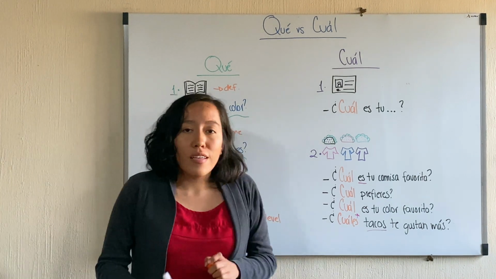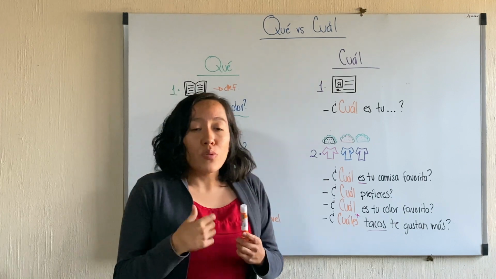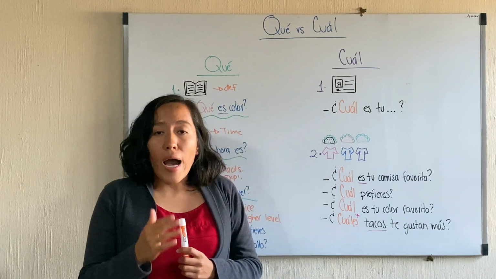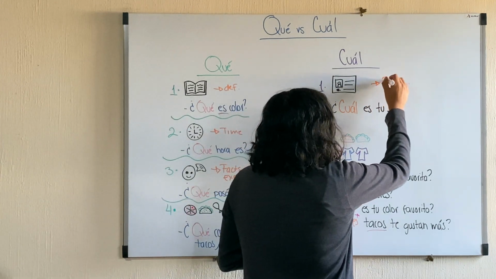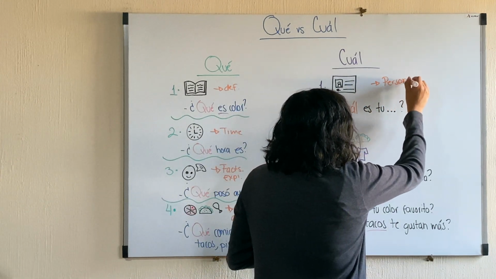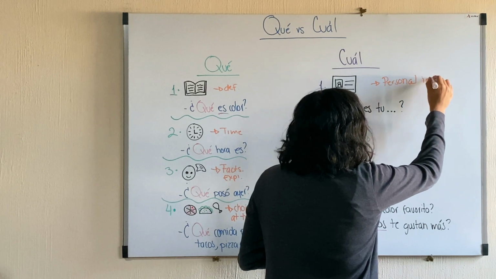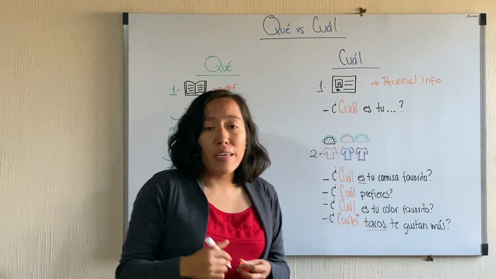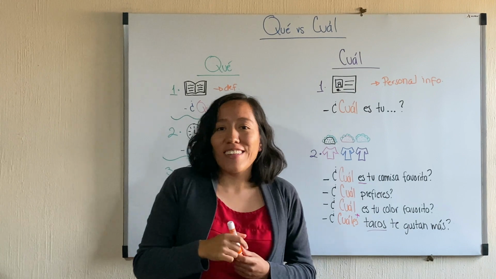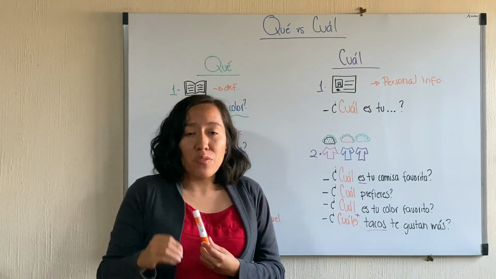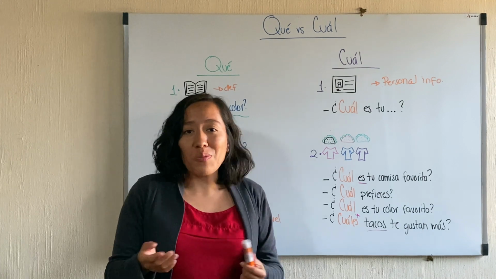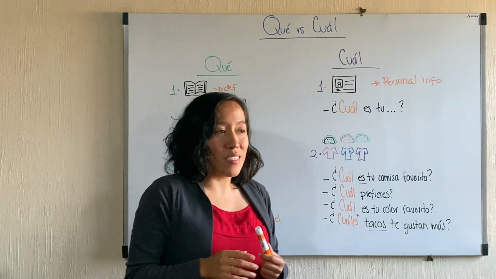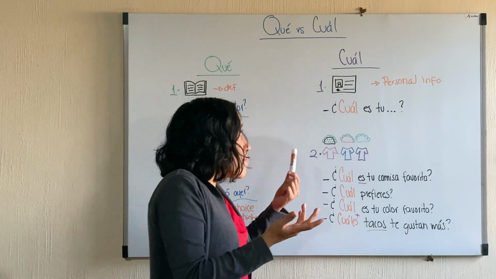So cuál, on the other side, we use cuál in Spanish to ask for personal information. And this might be a little bit confusing for you guys because in English, you will use qué to make these questions. And I think this is a perfect moment to remind you that English and Spanish translations are not always going to be the same, sadly. Things will be easier if they were, but they're not.